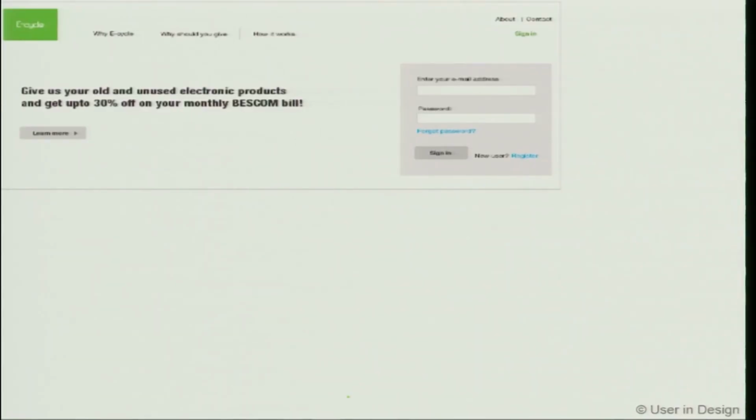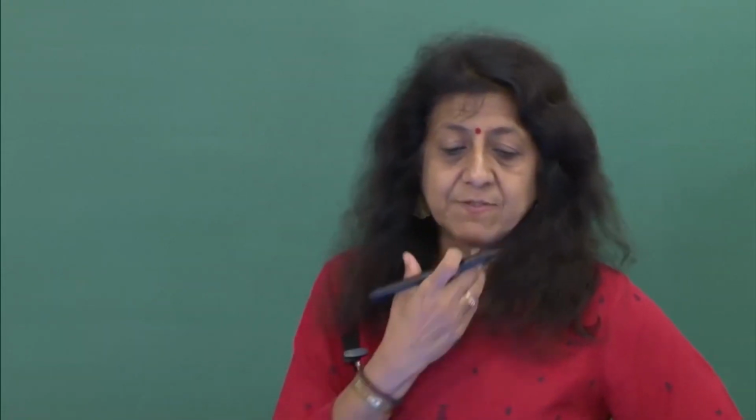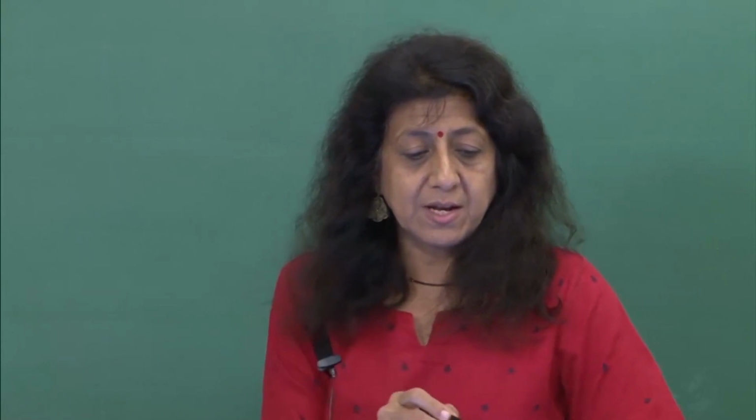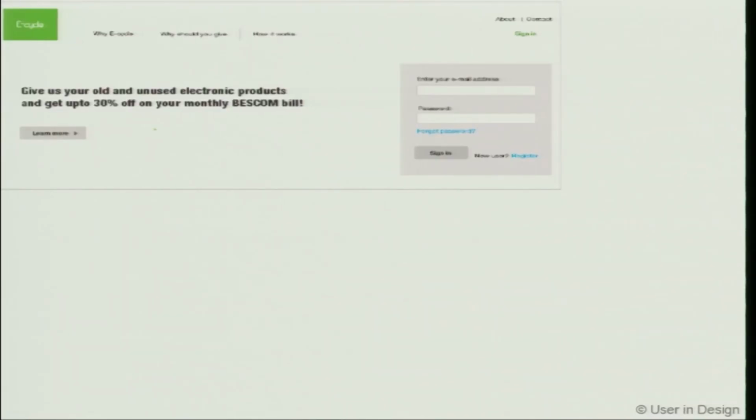So I'm going to quickly run through the final design of this service that was created, based on all this feedback and multiple iterations and revisions that the team went through in order to create this. So the most important message was given up front: give us your old and unused electronic products and get up to 30% off your monthly BESCOM bill.